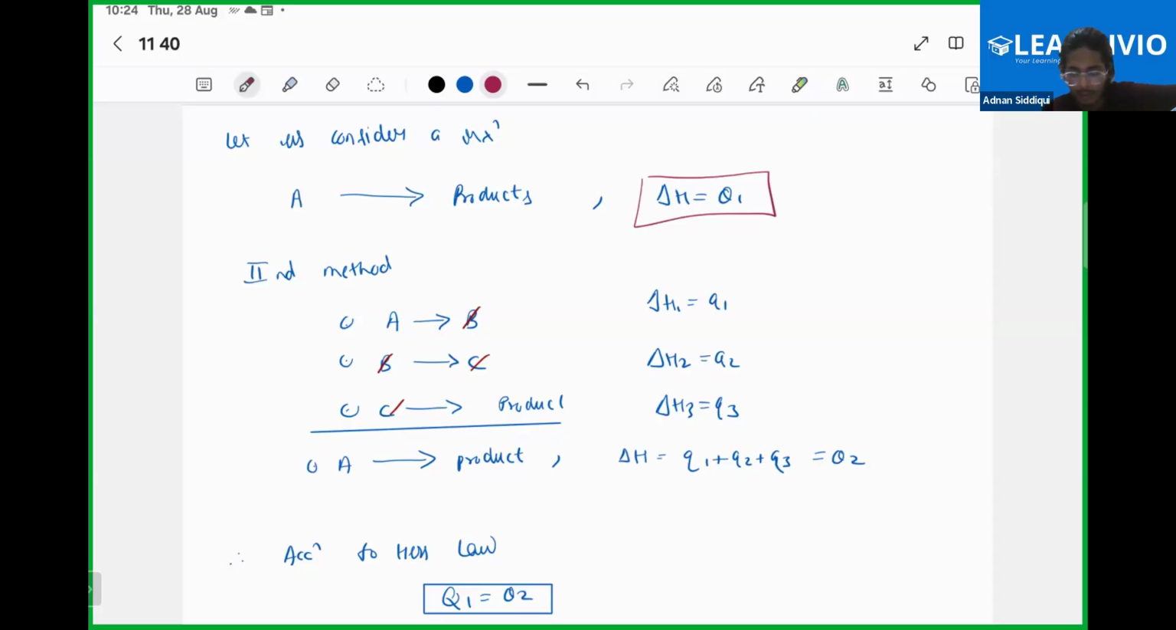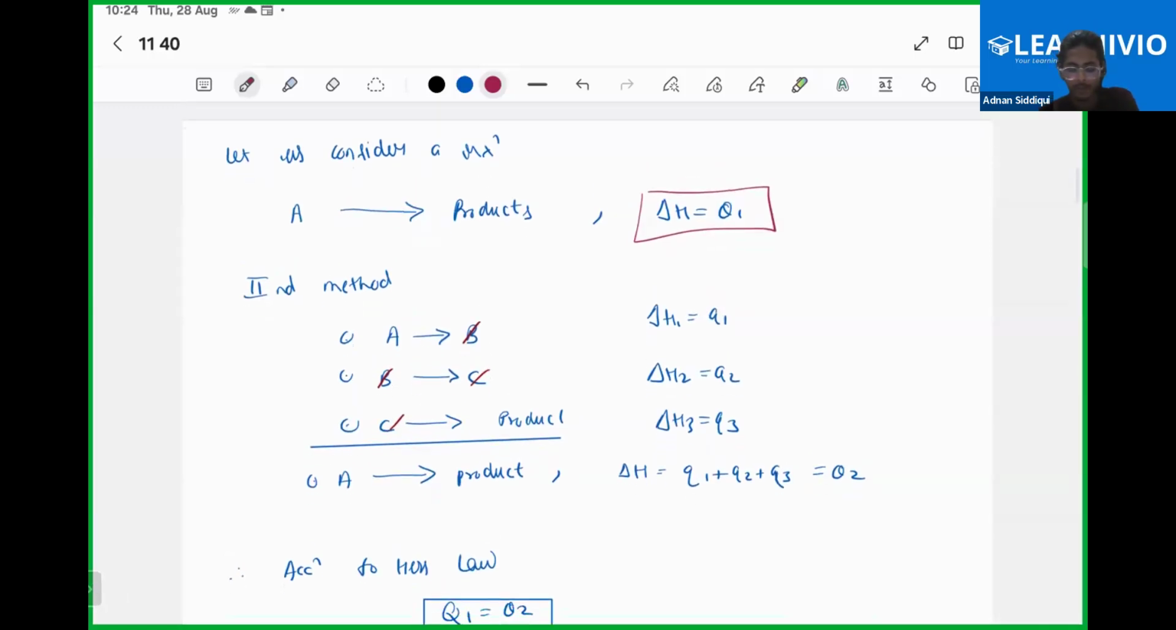So what is Q? Q is your heat exchange. What is enthalpy? Heat exchange at constant pressure, right? In your exam, they might represent the question in this way, like delta H1 is Q1. So you should not get confused. They are talking about the same thing.